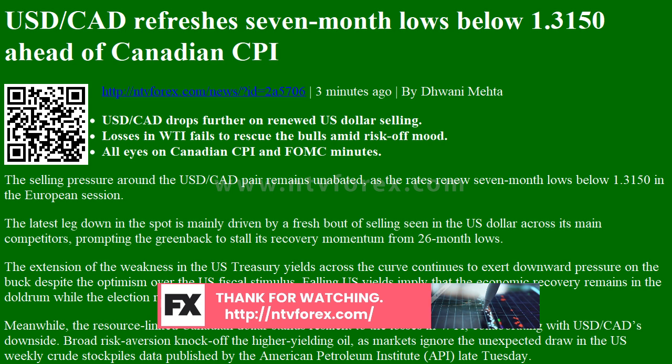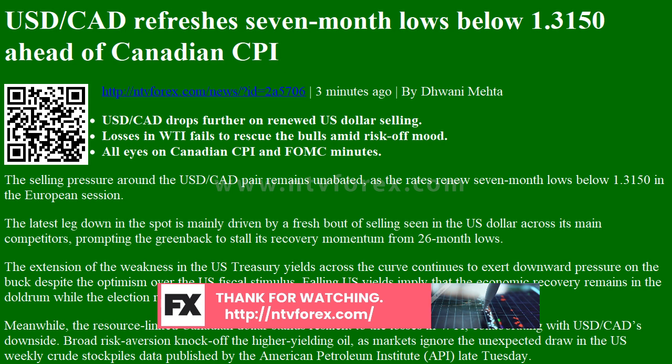The extension of the weakness in the U.S. Treasury yields across the curve continues to exert downward pressure on the buck despite the optimism over the U.S. fiscal stimulus. Falling U.S. yields imply that the economic recovery remains in the doldrums while the election risks pick up.